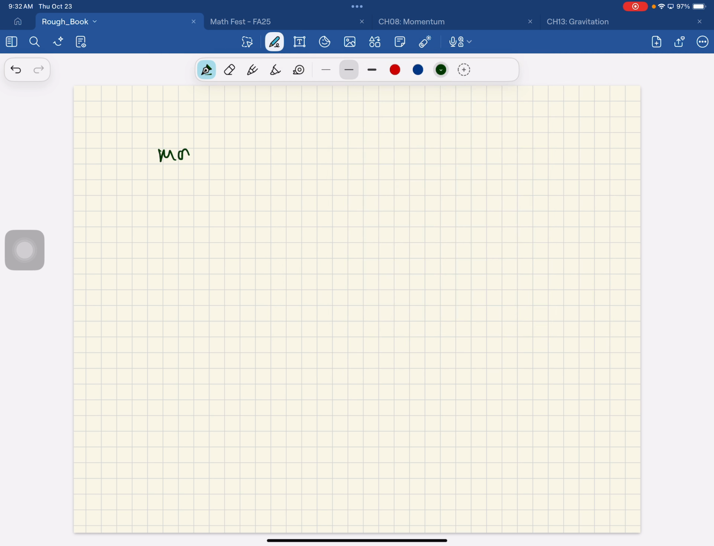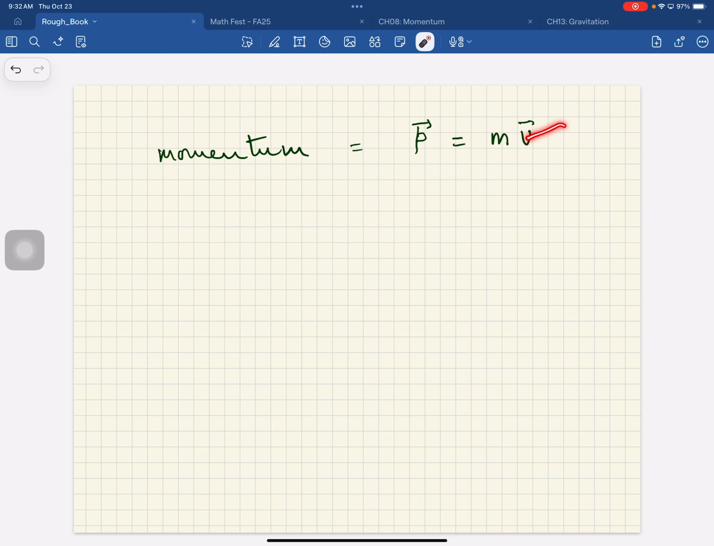Momentum, which is the title of the chapter, is a vector quantity. It's denoted by P, and it's a vector, so you put an arrow on top. It is the mass of an object times its velocity. So the faster you're going, the greater your momentum. The more massive you are, the greater your momentum. For instance, a school bus going at 80 miles an hour versus a car going at 80 miles an hour, the school bus will have more momentum.